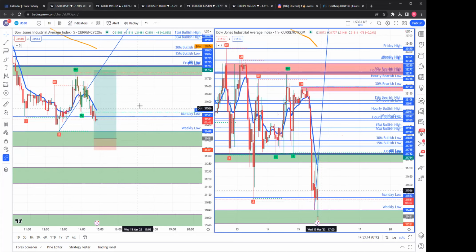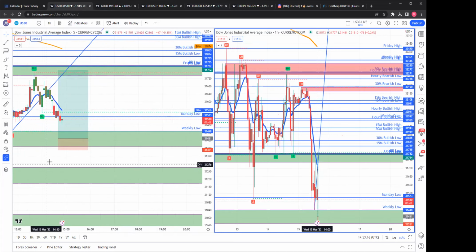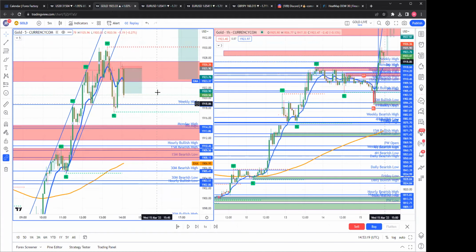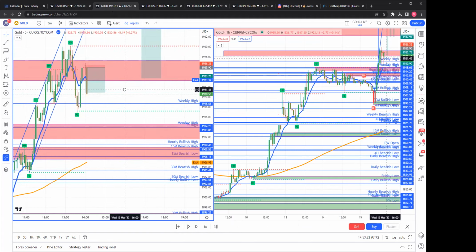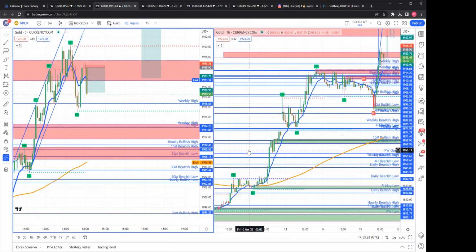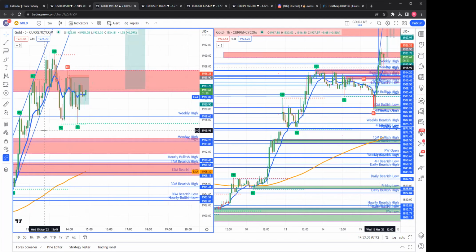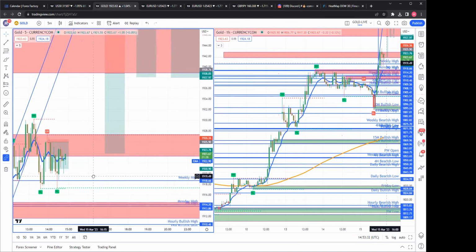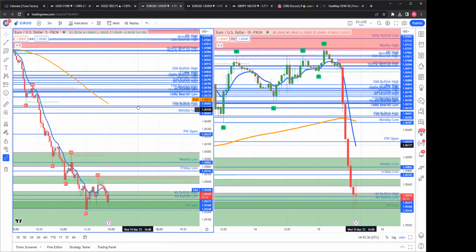US 30, you can see US 30 is coming to our zone. So this is literally patience. Is gold still going, or is my chart frozen? I think my chart is frozen. Oh wait, I have the replay thing on still. Exit. Yep. So gold is still trending up. The next sell is all the way up there. I'm going to send these levels in the Discord.